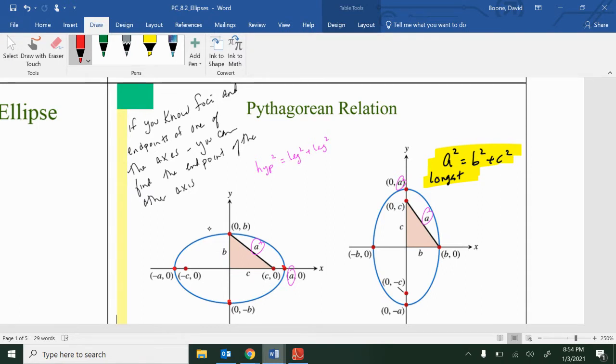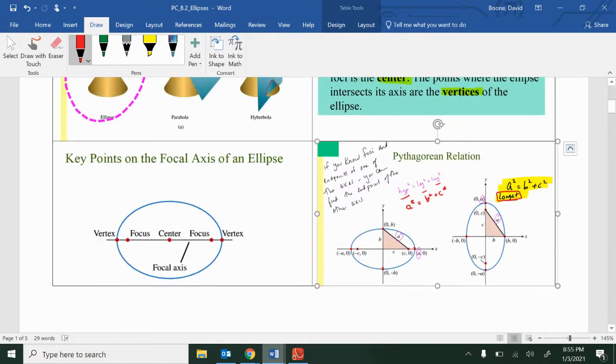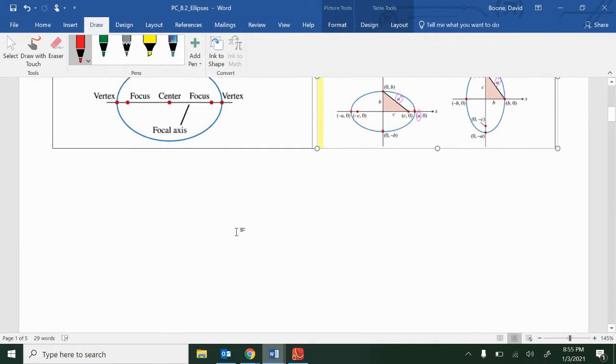It does have a Pythagorean relationship here. So that hypotenuse is equal to a leg squared plus a leg squared, or in other words, our a squared in this situation is equal to our b squared plus c squared. So we'll talk about that. And again, I've got it written over here as well. This a is the hypotenuse, which is always the longest side. Okay. So let's just move on. We'll show you how we use that here in just a second.